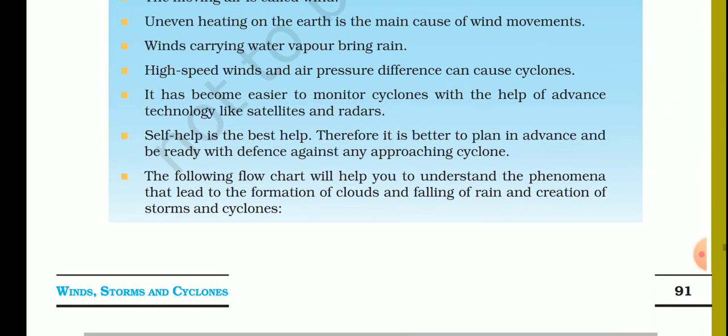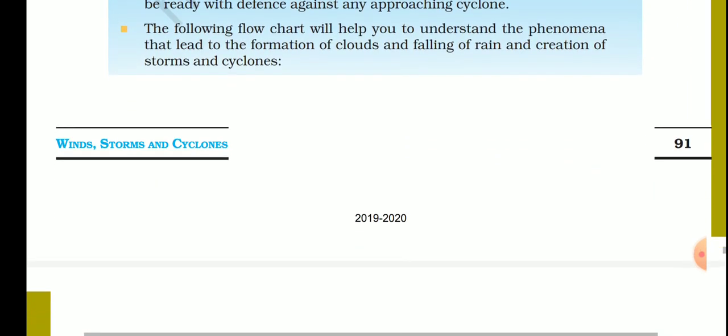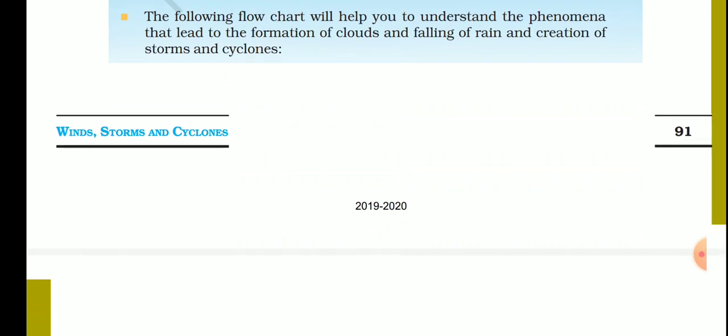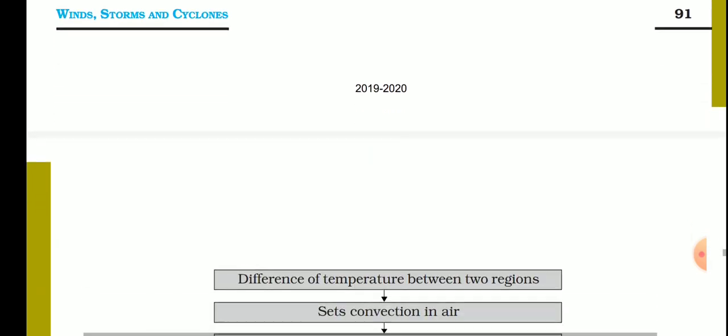The following flowchart will help you to understand the phenomena that lead to the formation of clouds and falling of rain and creation of storms and cyclones. Okay, we will be discussing a flowchart. So what will it help? It will help you to understand the phenomena that lead to the formation of clouds, falling of rain, and creation of storms and cyclones.